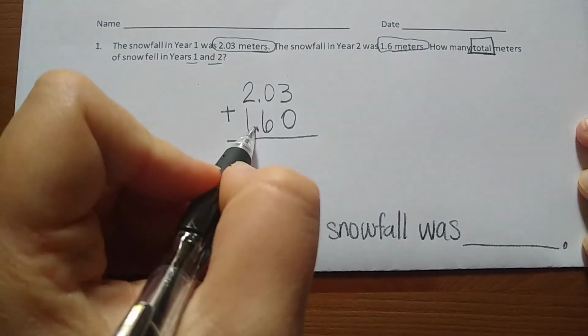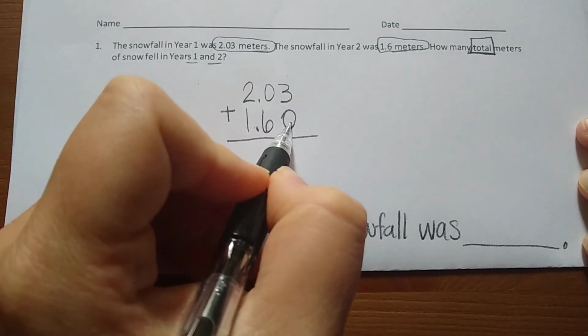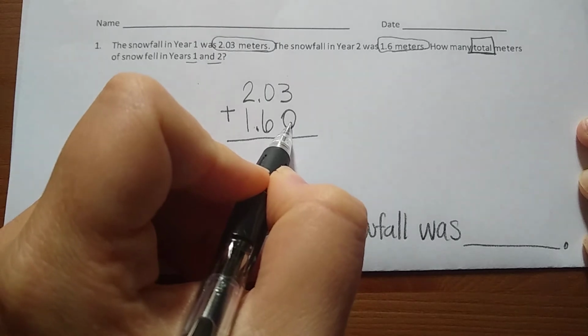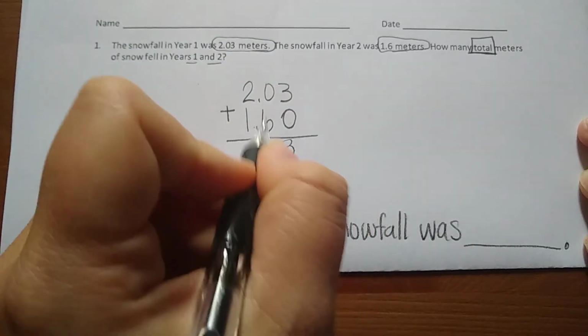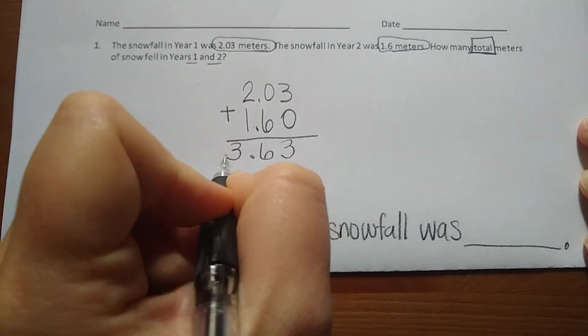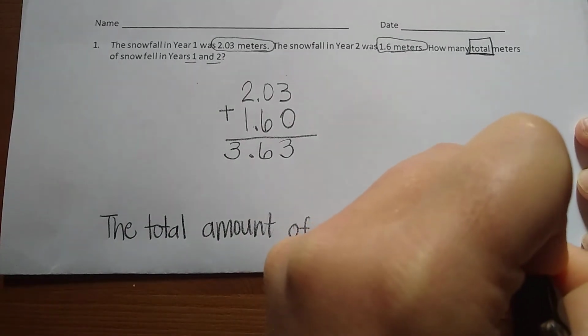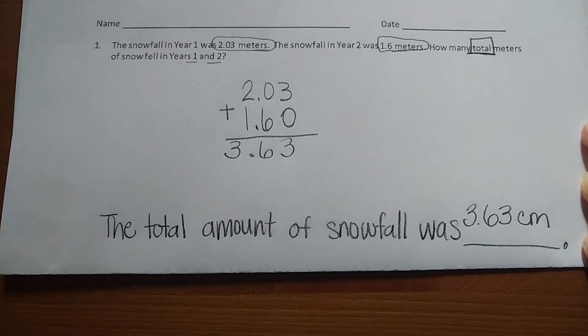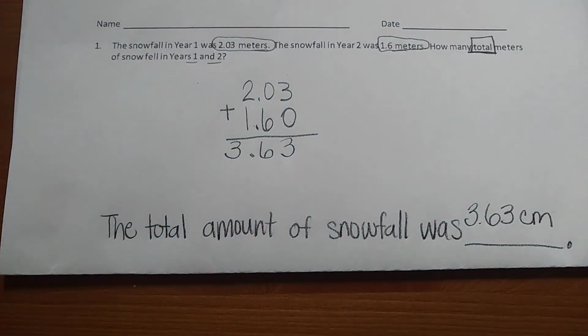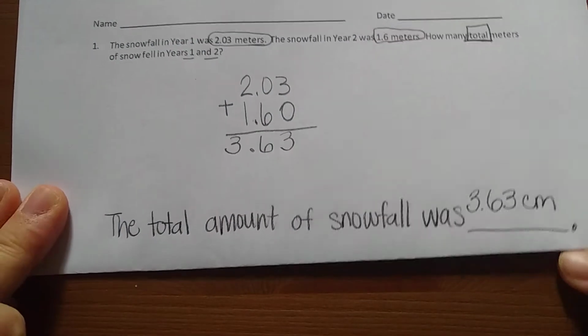I'm going to line up my decimals. I'm going to go ahead and just help myself out and add the 0 as a placeholder. 3, 6. So it's 3 63/100 meters. We're going to do those steps again.